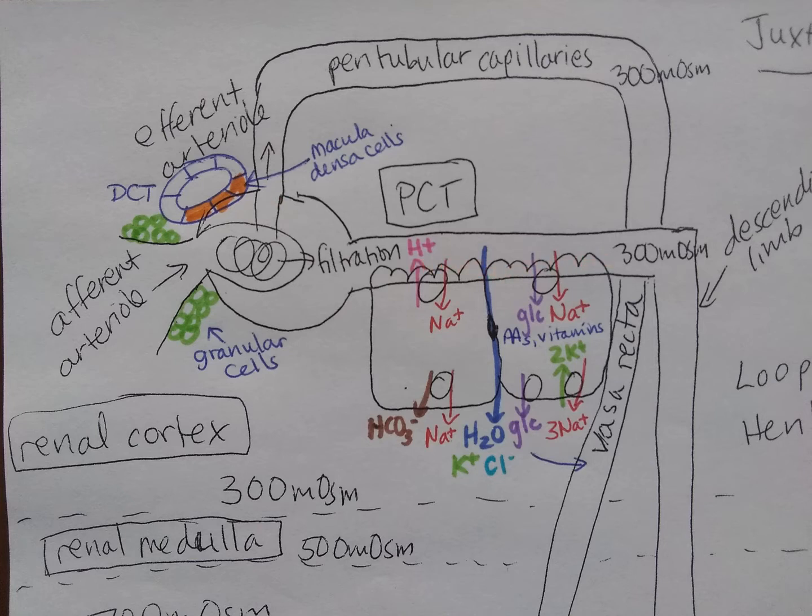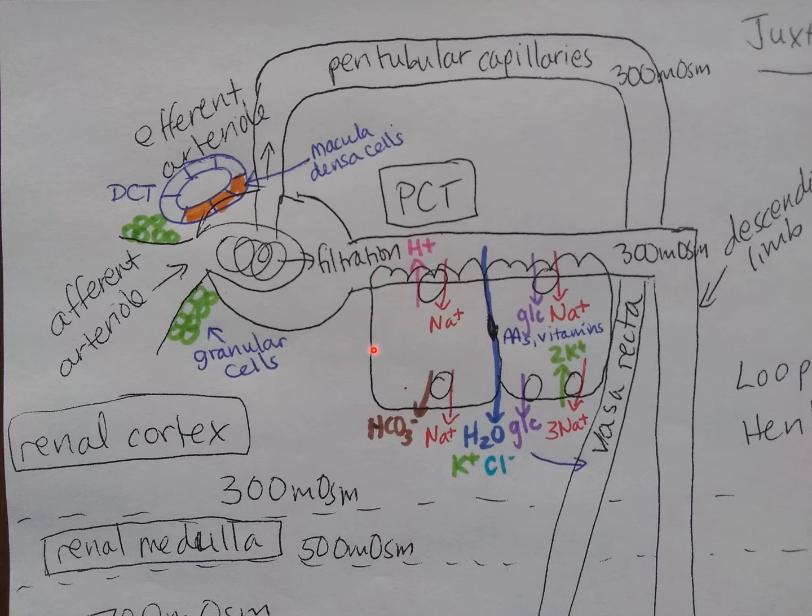I also have drawn here the juxtaglomerular apparatus. You can see the granular cells wrapped around the afferent arteriole. Remember, they're going to release renin, which will help increase the blood pressure. And then here's the distal convoluted tubule showing the macula densa cells. And remember, they sense the sodium chloride that's in the filtrate, and they will help control the glomerular filtration rate.